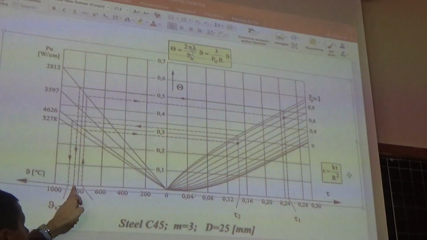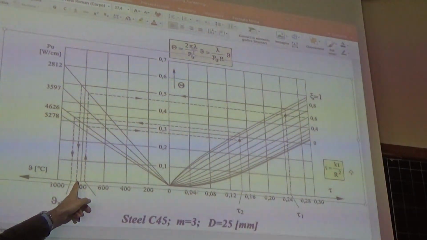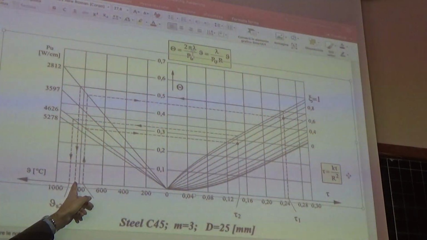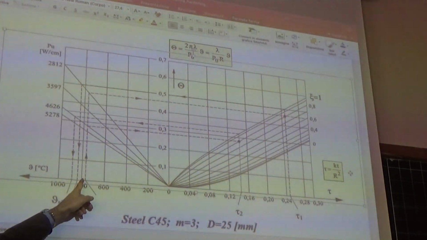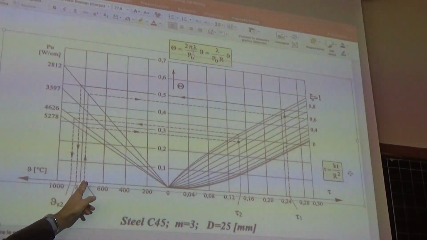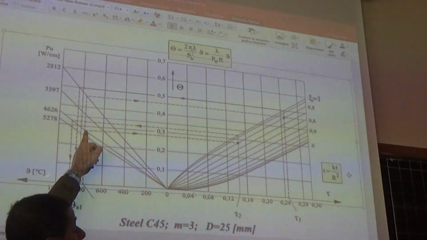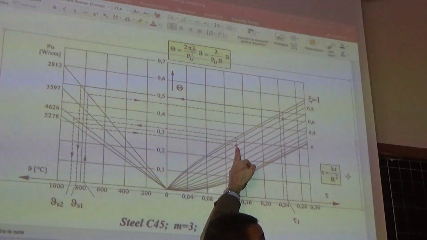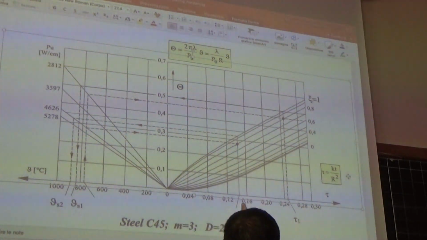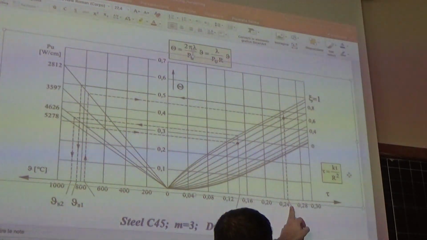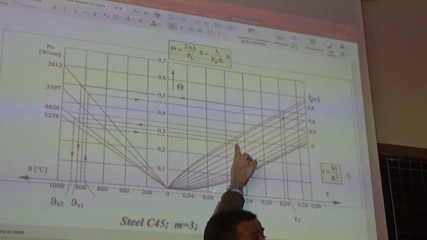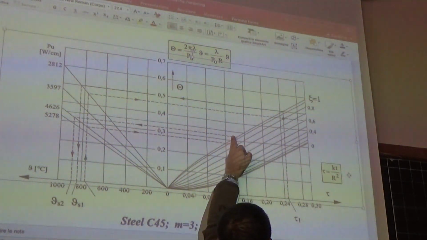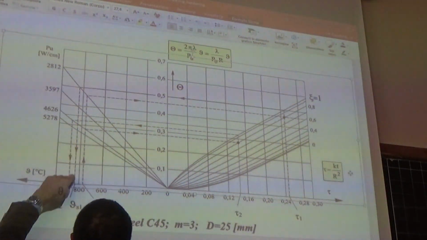We have a temperature which is, I don't know, more or less 900. If I use the same process but with a different power, I stop here with a double of power. I can reach the same layer of transformation, but in a shorter time in comparison with this one. But if I evaluate the surface temperature, it will be much higher.